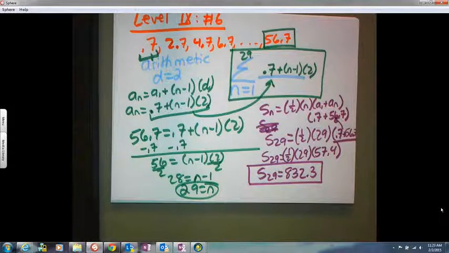Great question. So this is 56.7 is AN, and this is 0.7 is A1. So just adding those, I get the 57 points. Okay, good question. What else?